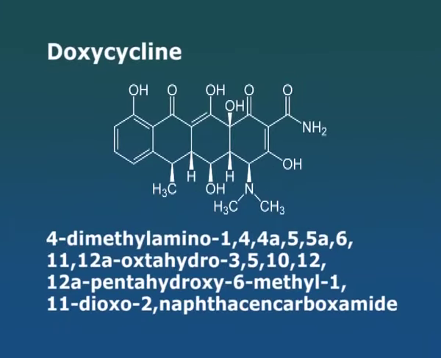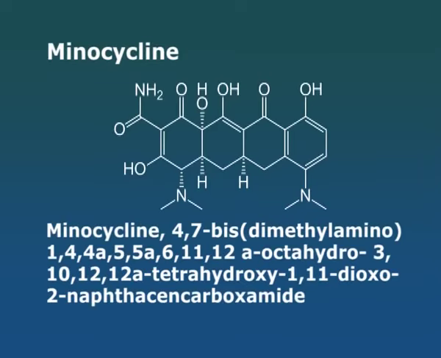Doxycycline, that is 4-dimethylamino-1,4,4A,5,5A,6,11,12A-octahydro-3,5,10,12,12A-pentahydroxy-6-methyl-1,11-dioxo-2-naphthacene carboxamide, is an isomer of tetracycline that differs only in the placement of one hydroxyl group.